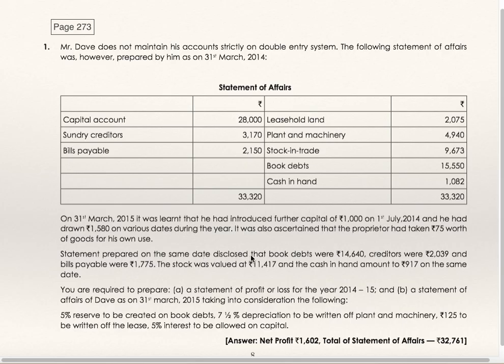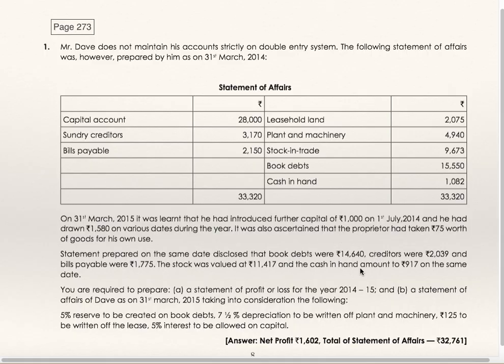Statement prepared on the same date disclosed that book debts were 14,640. Book debts means debtors. Creditors 2039. Bills payable 1775. Stock was valued at 11,417. This is closing stock. And the cash in hand amounts to 917 on the same date. You are required to prepare a statement of profit or loss for the year 14-15 and statement of affairs as on 31st March 15, taking into consideration the following: 5% reserve to be created on book debts.